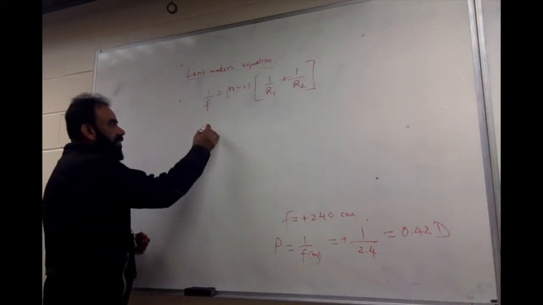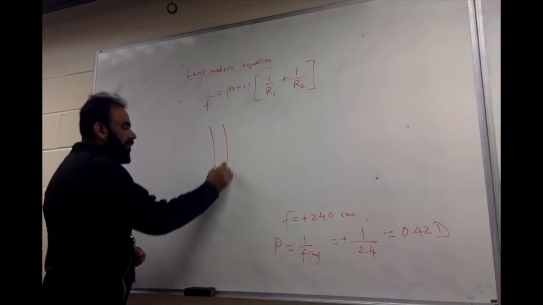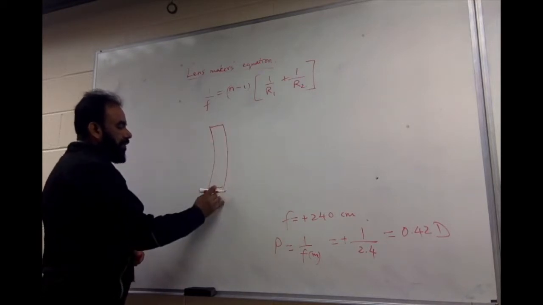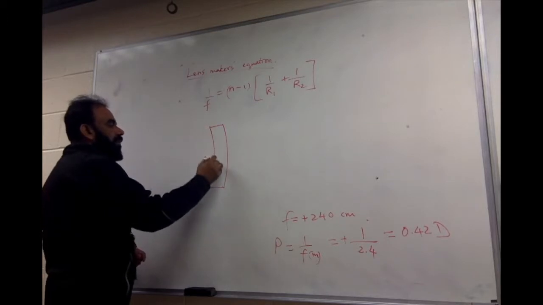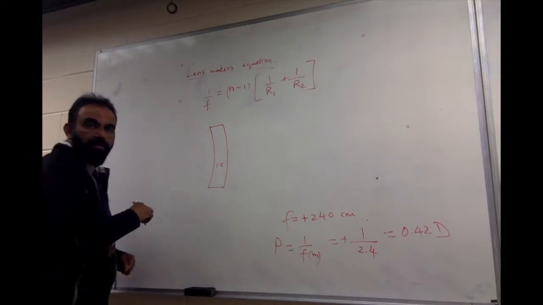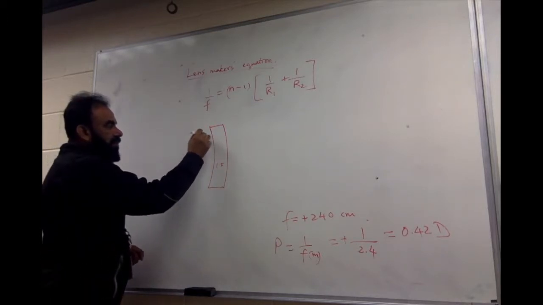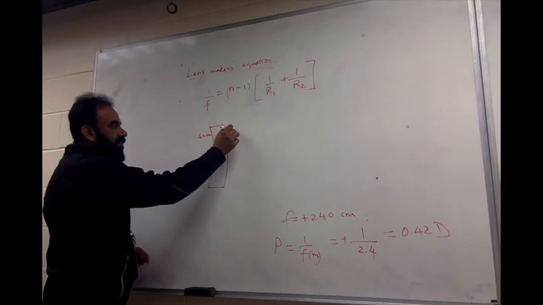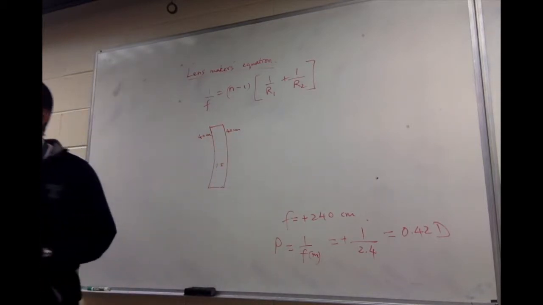What's the focal length of this lens? That's 40 centimeters, and that's 40 centimeters. What's the focal length of this lens?